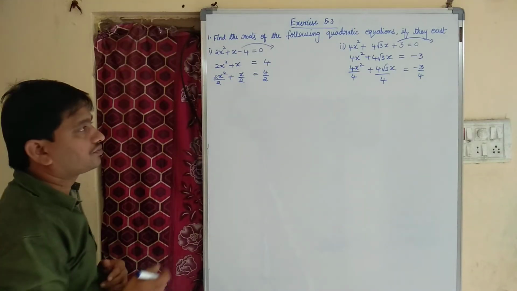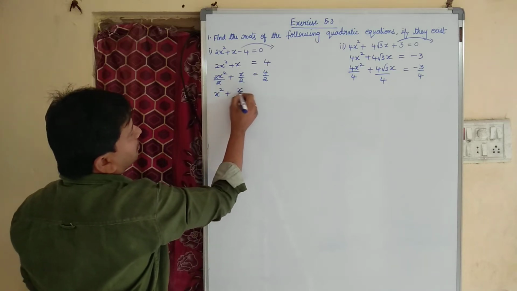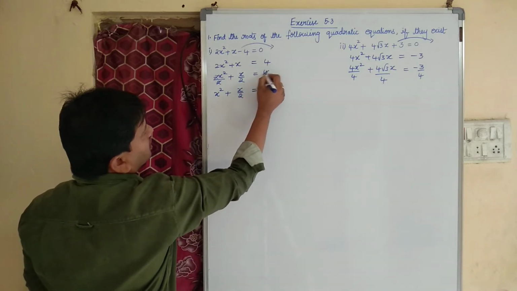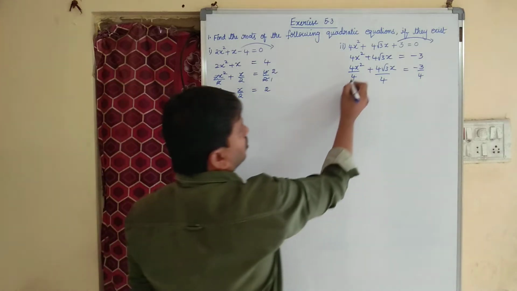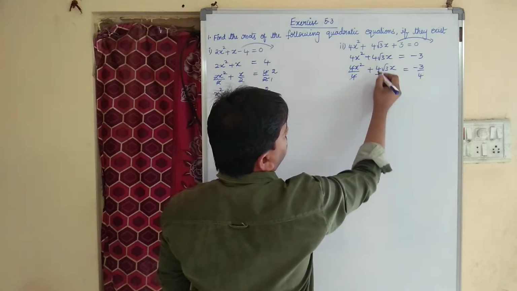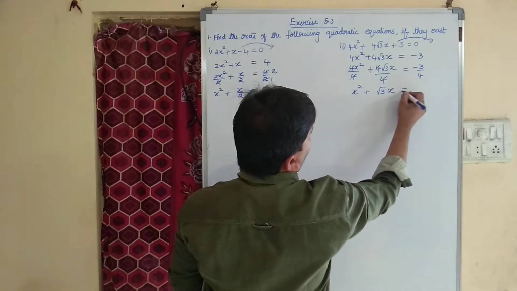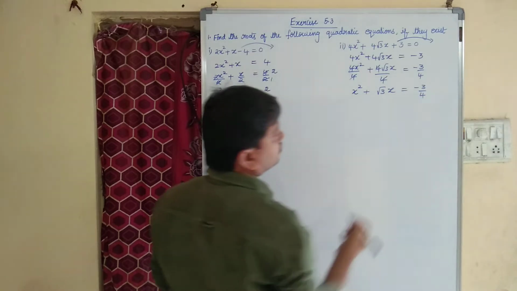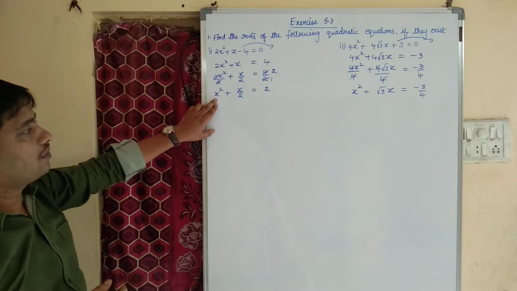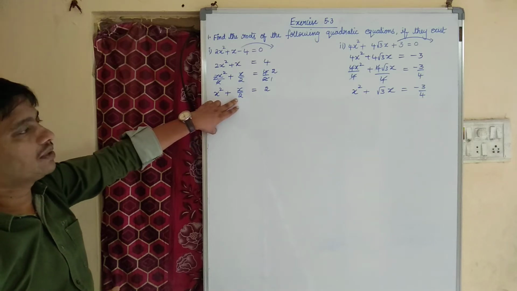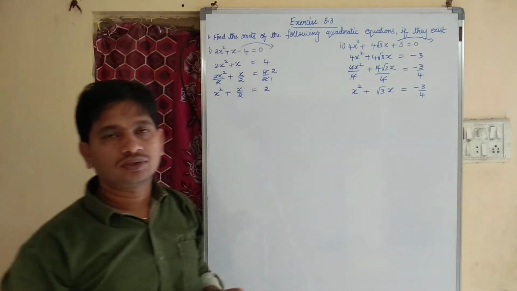Okay. Now let us cancel 2, 2. You will get x square plus x by 2 equal to 2. Here also cancel 4, 4. So x square plus root 3x equal to minus 3 by 4. If you see here, it is in the form of a square plus 2ab. Here also it is in the form of a square plus 2ab.